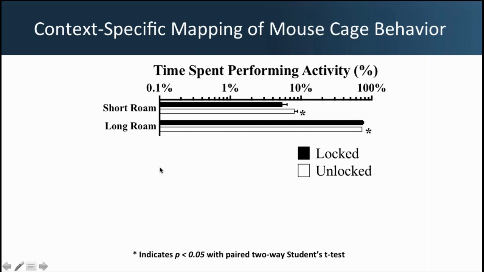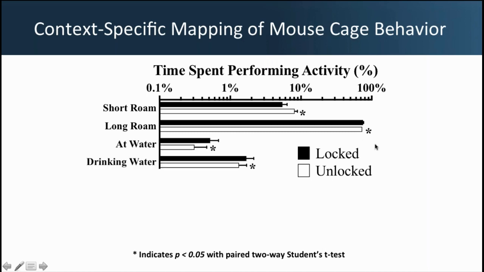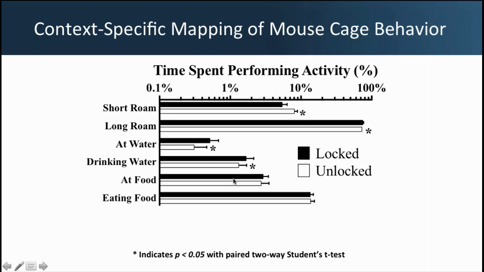And so what we find is that there's an increase in time spent short roaming, a decrease in time spent long roaming, a decrease in their time at the water and drinking water, but no change in their feeding behavior. And if we were to push this out longer, we may see some of these effects in feeding behavior, but I think it's probably just because we only use 9 days.